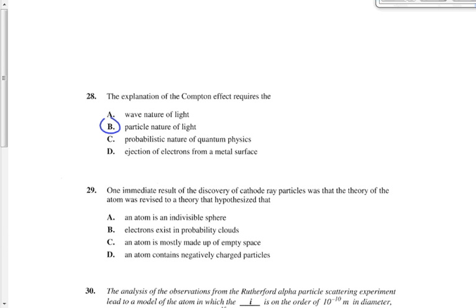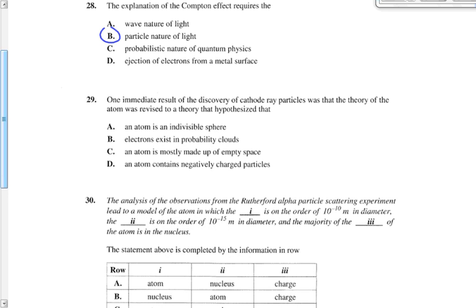29, one immediate result of the discovery of the cathode ray particles was that the theory of the atom was revised to a theory that hypothesized that electrons, what do we got here? An atom contains negatively charged particles. All of these other things ring a bell for us. An indivisible sphere, that's Dalton, right? The Dalton solid sphere model of the atom. Probability clouds, that's the electron cloud model of the atom, the quantum mechanical model. Mostly empty space, that was Rutherford, the planetary model of the atom. Okay, this is the Thomson model of the atom.